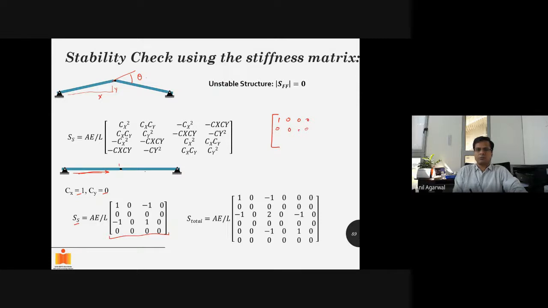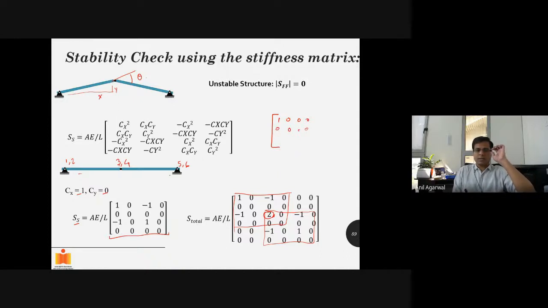You add the two because you have degrees of freedom 1 and 2 here, 3 and 4 here, 5 and 6 here. So 1, 2, 3, 4: this was the stiffness matrix for the first member. This is the stiffness matrix for the second member. So it was supposed to be 1 here from both sides. So that's why it becomes 2. Okay. The rest of it is as it is.